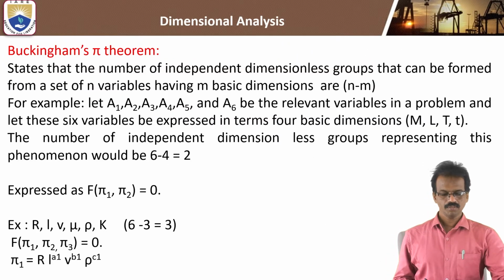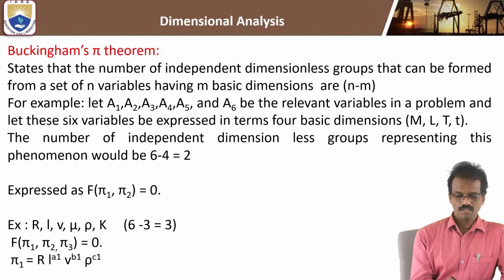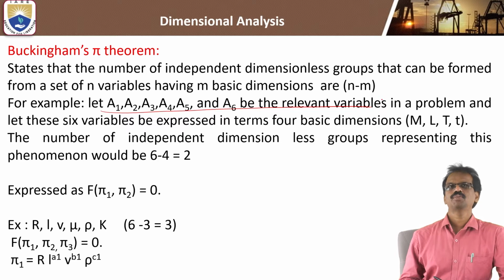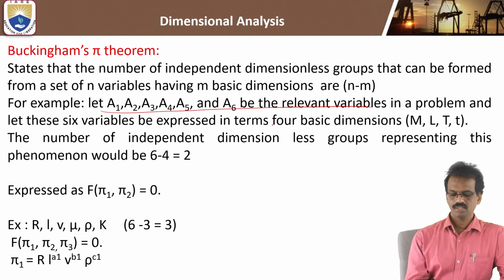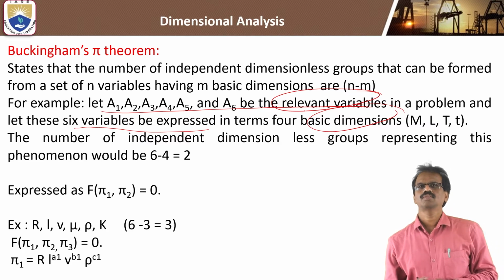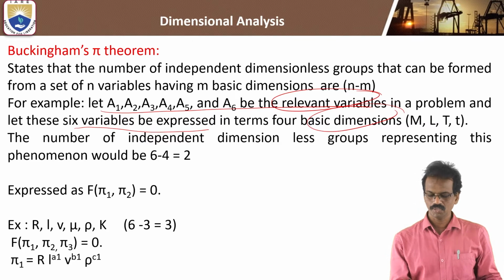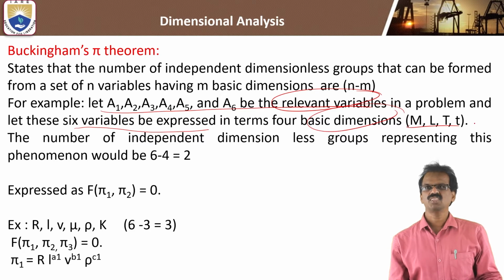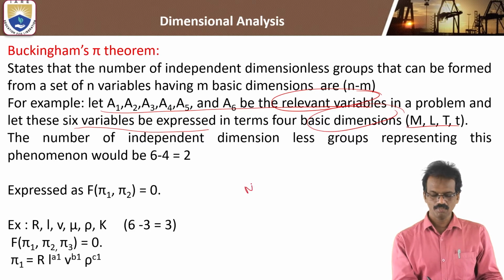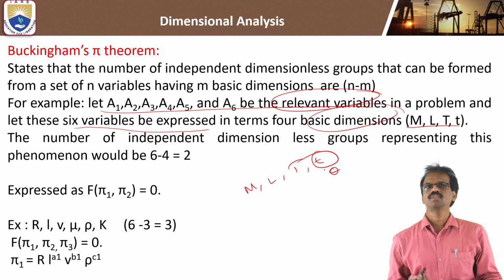For example, there are some relevant variables: a1, a2, a3, and so on, 6 variables in a problem. These 6 variables should be expressed in terms of the basic dimensions. So all the parameters should be written in mass, length, time, and temperature. Temperature you can represent by small t, or by T also, anything.